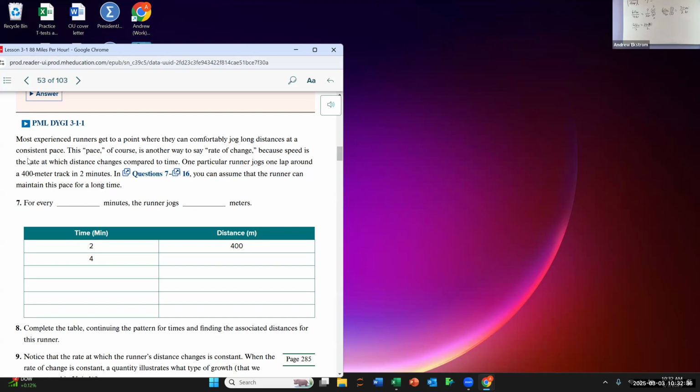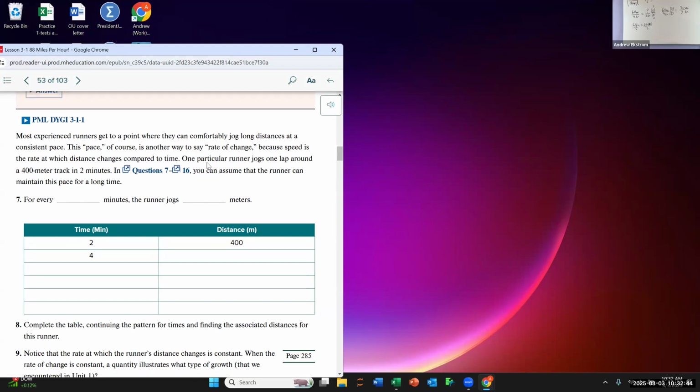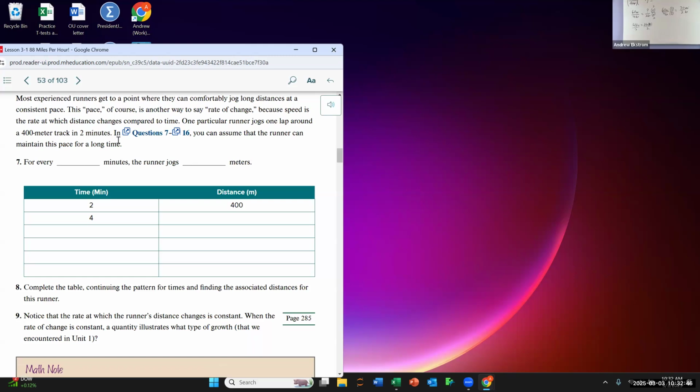So looking at what we have here, it says the rate at which distance changes compared to time. One particular runner jogs 1 lap around a 400-meter track in 2 minutes. So assume that the runner can maintain this pace for a long time. Then here it says for every blank minutes, the runner jogs blank meters. So with this one, we're looking at 400 meters per 2 minutes.